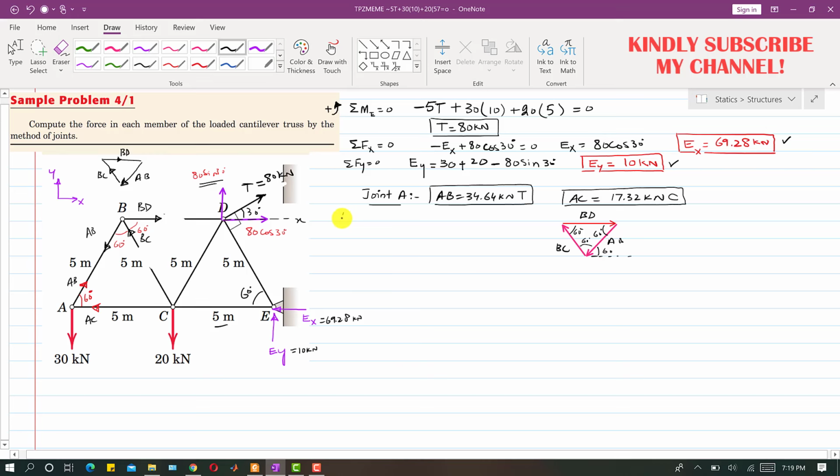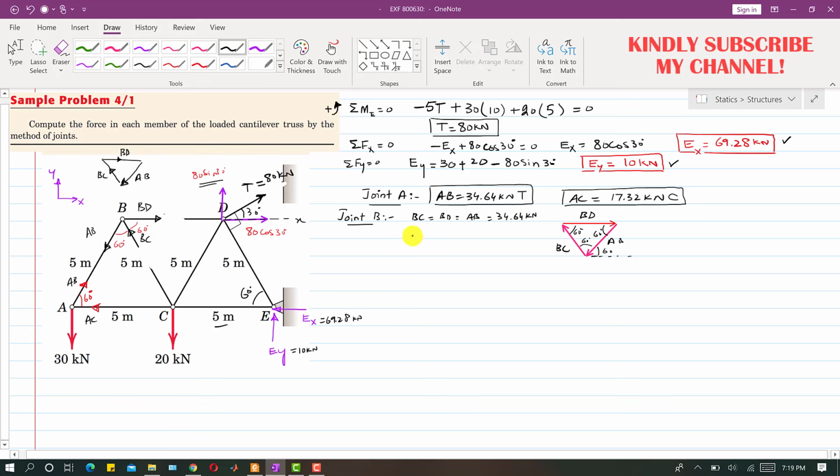Now it is very easy for us. If this is an equilateral triangle, then AB is equal to BD is equal to BC. So we can write directly that BC is equal to BD is equal to AB, and AB is 34.64 kilonewton. So this is the magnitude.